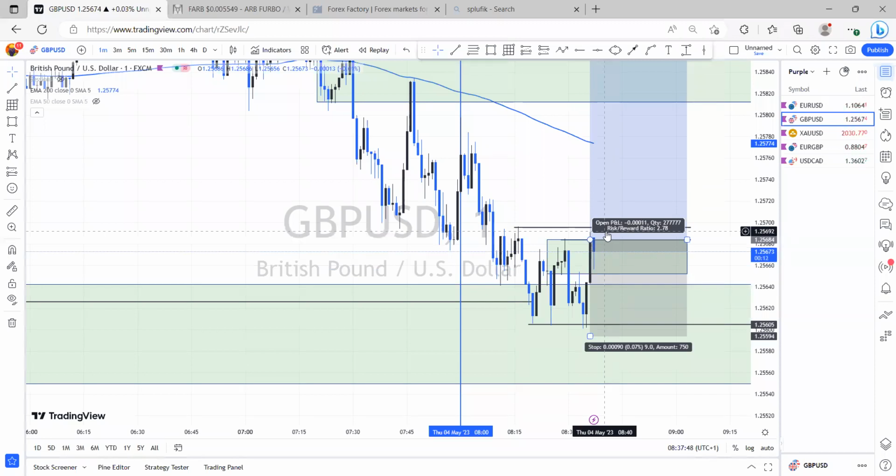Why is my MT5 hanging this morning? What kind of rubbish is this?